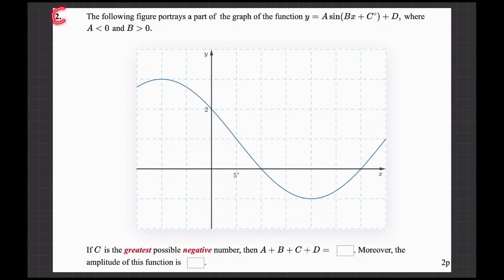Problem number 2. The following figure portrays a part of the graph of the function y equals to a times sine (bx plus c degrees) plus d, where a is negative, b is positive. If c is the greatest possible negative number, then a plus b plus c plus d is equal to what? Moreover, the amplitude of this function is also wanted. Again, let me take the picture with me to the next page.